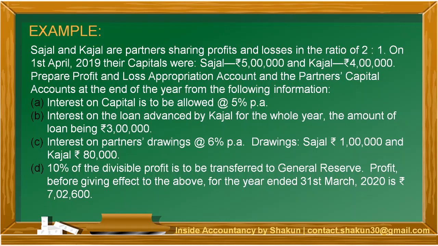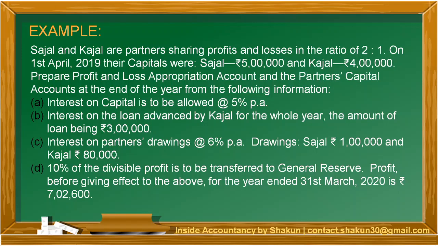Interest on loan advanced by Kajal for the whole year, the amount of loan being 3 lakh. Now if you notice, the interest on loan percentage is not given in the question. But according to the provisions of Indian Partnership Act 1932, interest on loan is to be provided at the rate of 6%. So 6% of 3 lakh would be the interest on loan which is to be given to Kajal.